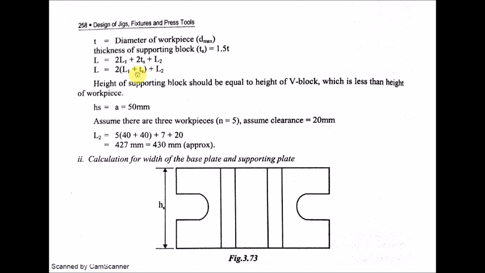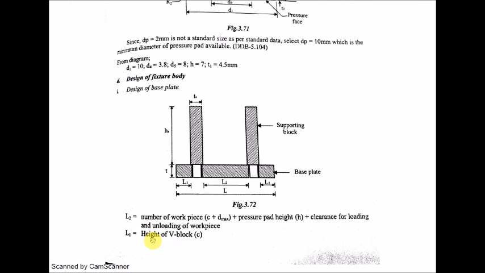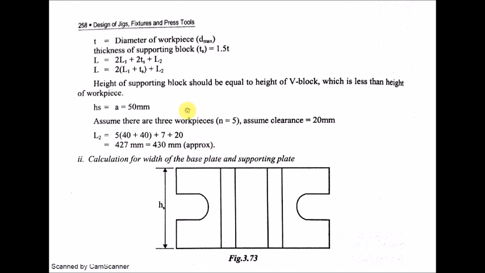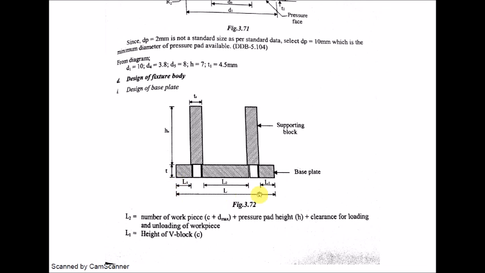So L1 is known. We know what L1 is. L1 is the height of the V block, and TS is known. T is equal to 1.5 T, and L2 is also known. L2 is 430 mm. So when you substitute these values, you will get the total length. This total length of the base plate may be found out.